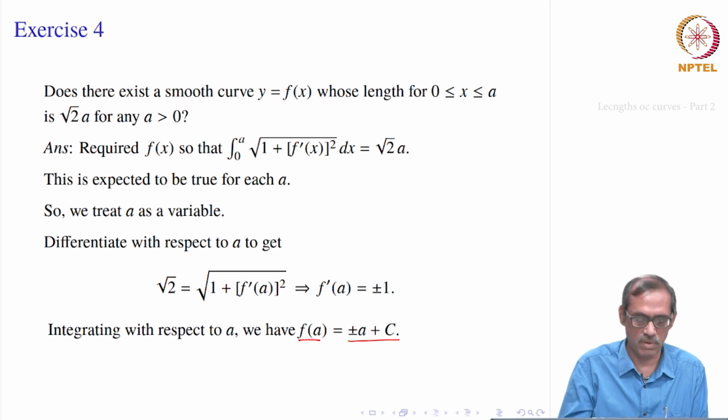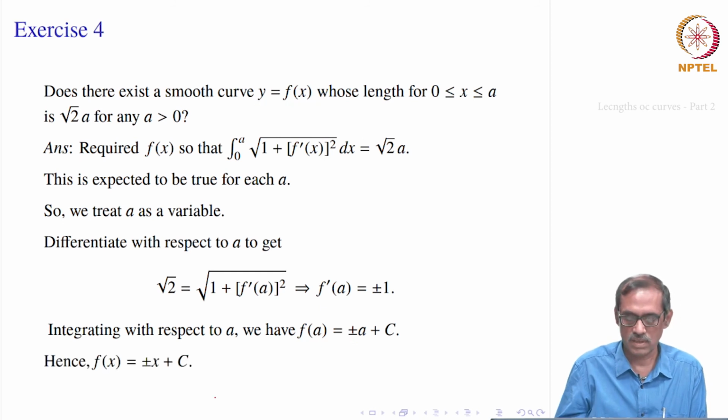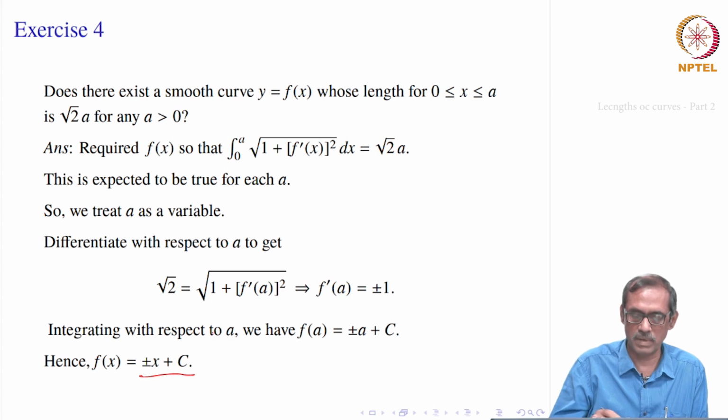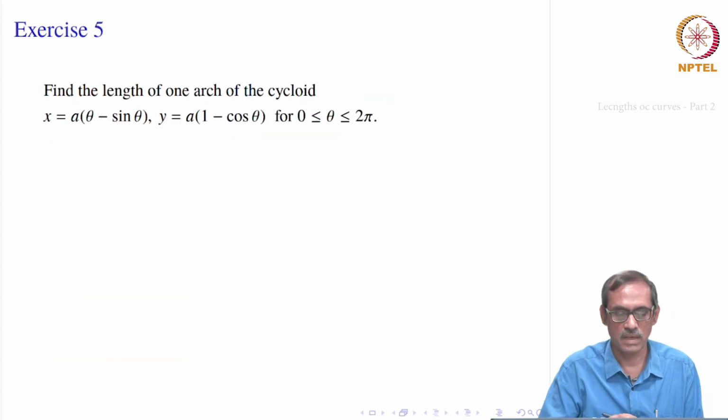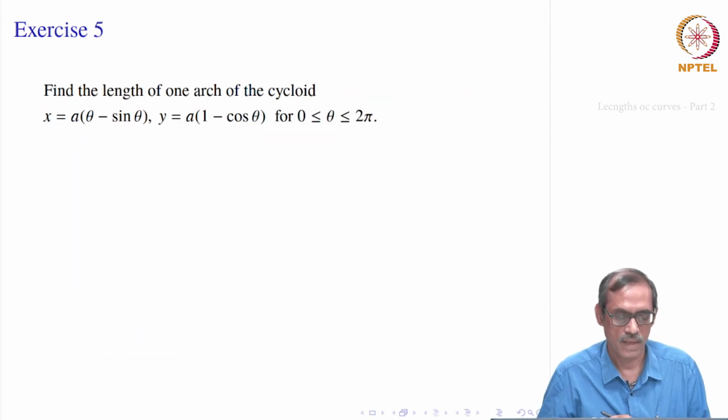Of course, a is a variable. So, if you want to write in terms of x, you can write y equal to f of x, that will be plus or minus x plus c, that is the curve. So, it is simple, it is a straight line, of course, not one, infinitely many straight lines for which the length will be the same, equal to root 2a, is that right? Fine. So, let us take another problem.